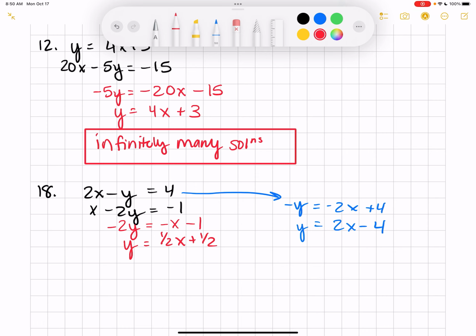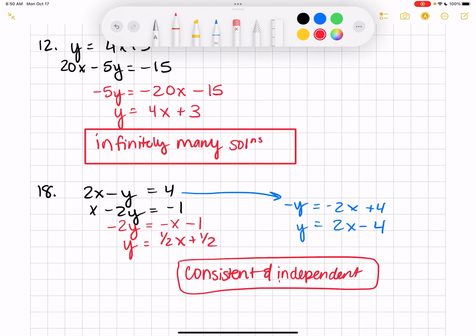So how many solutions am I going to have for this one? Or how would you state what it is? Consistent and independent. Yep. And because I know that this can be confusing, the way that I remember if it's independent is if there's only one solution, because if you're independent, you like to do things by yourself. So that would just be one.